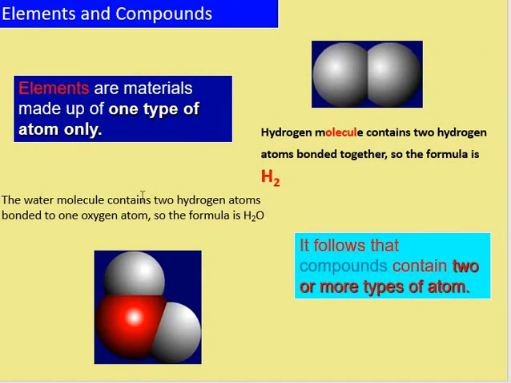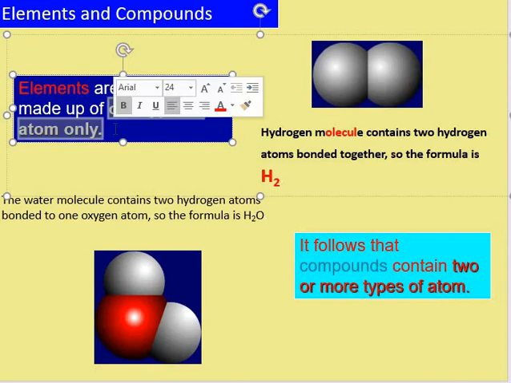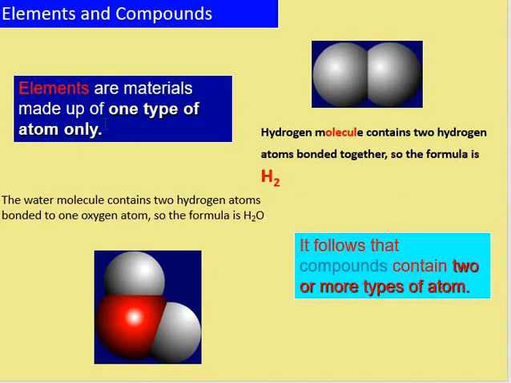Right, looking at elements and compounds. An element is made up of one type of atom only. All the elements are listed on the periodic table. You have a periodic table in your planner. You've also been given a copy for your book. So elements are made up of one type of atom.